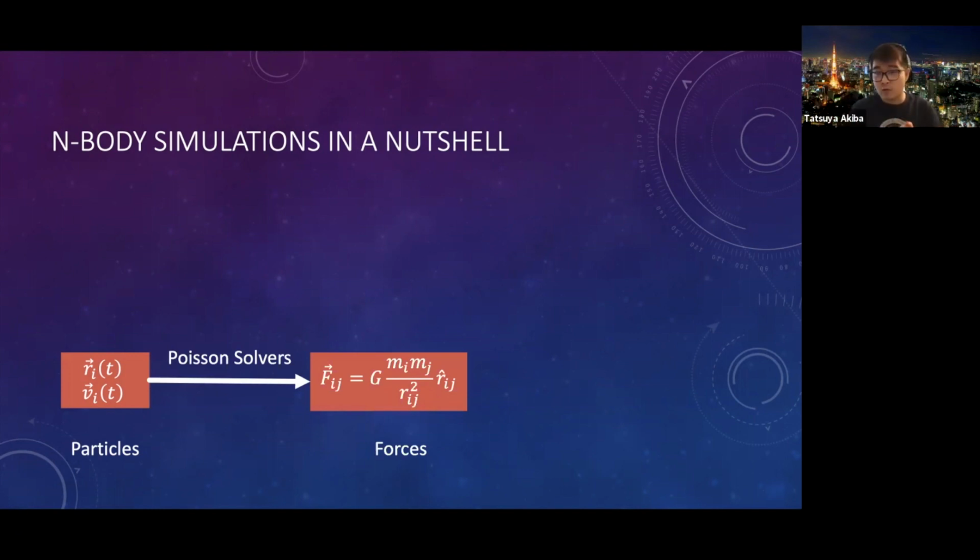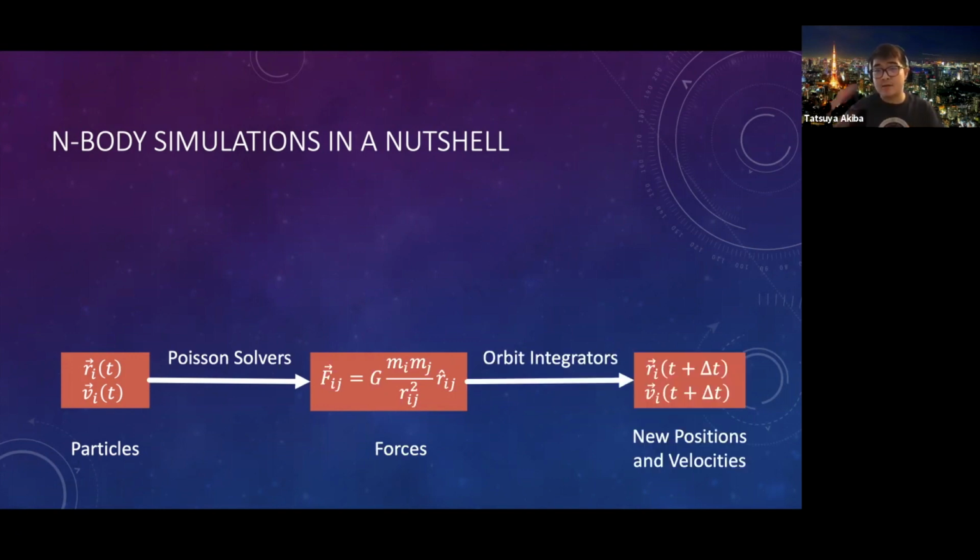Once we have the forces on each particle, we can use orbit integrators to come up with the next time step. So we use the particles, get the forces by using a Poisson solver, and then use orbit integration to compute the new positions and velocities at the next time step based on the forces on each particle. But as you can probably imagine, the overall issue with n-body simulations is computation time, right? Because we have n particles, each with n-1 interactions, and so this gets very computationally expensive really, really quickly.